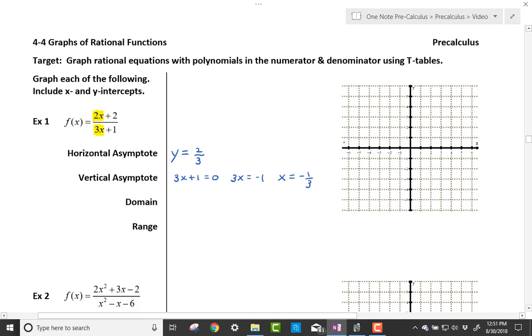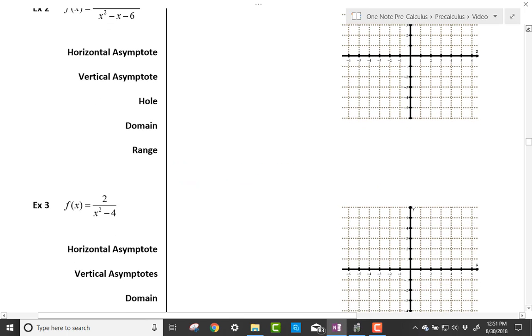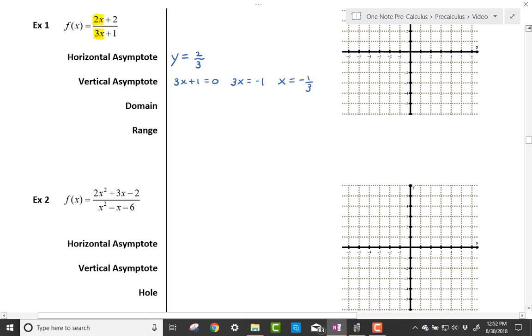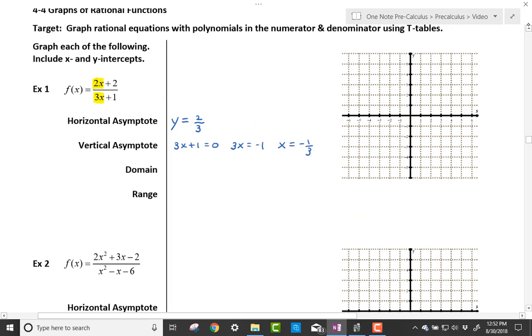So y equals 2/3 is, whoops, not sure what happened there. All right. So y equals 2/3 is going to go right about here. Doesn't have to be perfect. All right. So there's y equals 2/3. x equals negative 1/3 is going to come down right here.